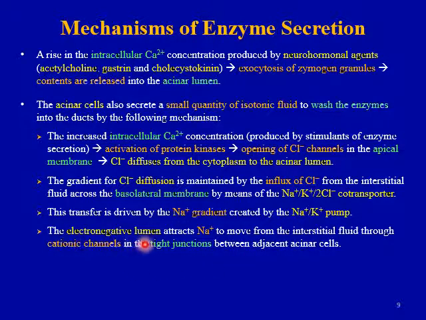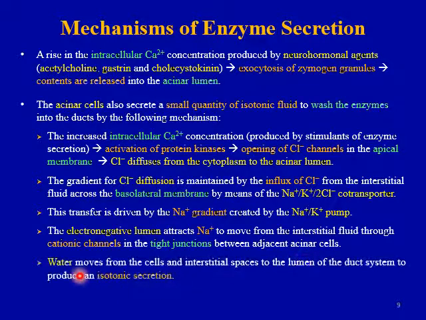The electronegative lumen will attract sodium to move from the interstitial fluid through cation channels in the tight junctions between adjacent acinar cells. So sodium will pass via the paracellular pathway. Water will move from the cells and the interstitial spaces to the lumen of the duct system to produce an isotonic secretion. And as I said, water can move through the paracellular pathway between the cells or through the cells using special water channels called aquaporins.